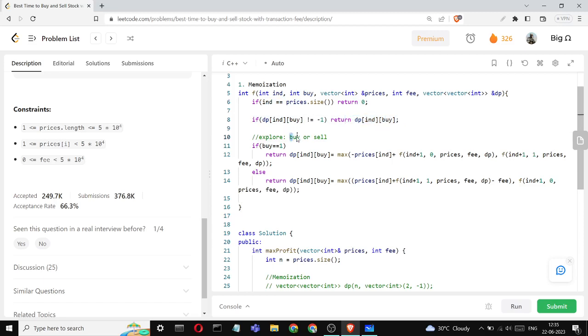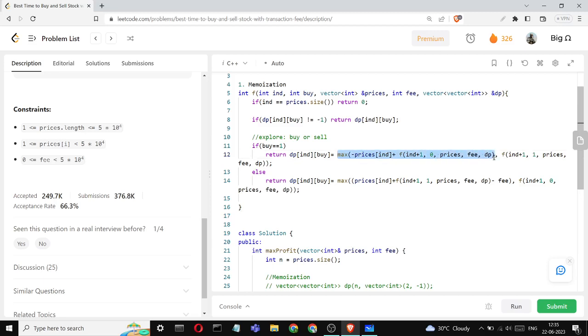And check first whether this is a time of buying or selling. If this is a time of buying, I can buy, so minus price of index. Why minus price of index? Because at the time of buying you need to give the money, so the money will be negative. And then you go to the next index, and I'm passing 0. Why 0? Because you have bought now, and now you will be selling. So selling we indicate with 0 and buying with 1, so that's why I'm passing 0 here. And this is when you buy.